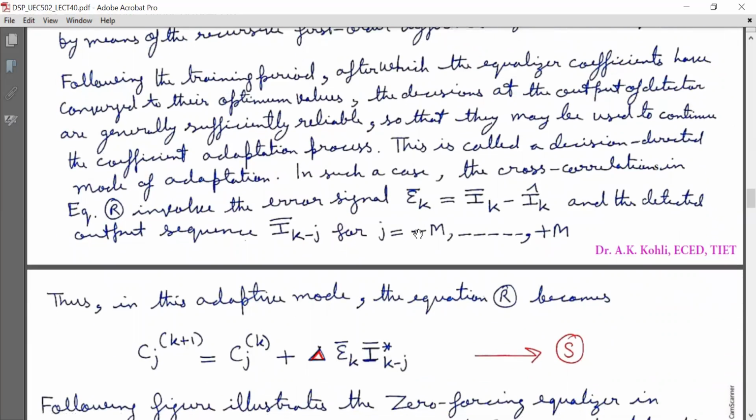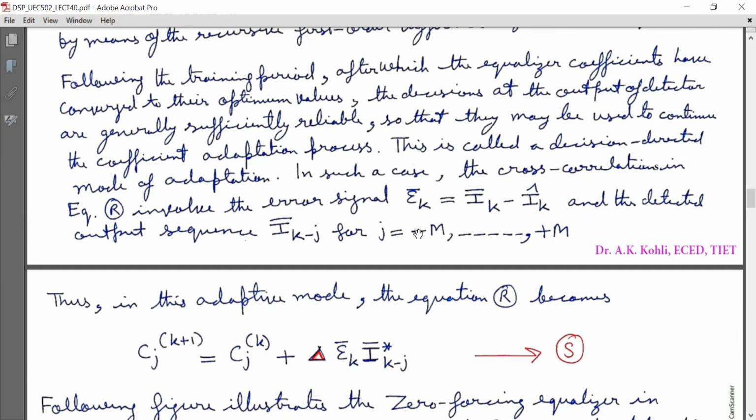Following the training period, after which the equalizer coefficients have converged to their optimum values, the decisions at the output of the detector are generally sufficiently reliable so that they may be used to continue the coefficient adaptation process. This is called a decision-directed mode of adaptation.